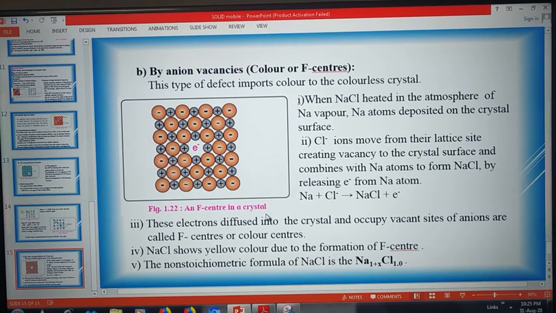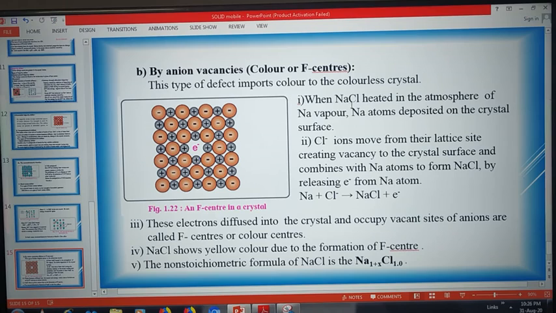So this type of defect imparts color to the colorless crystal. That means we know that many times there is a substance, and after some days we observe that it always shows colors. So due to the creation of such F centers, color is developed in that colorless crystal. So this is nothing but due to such a defect, that is, non-stoichiometric defects by anion vacancies. For example, we know sodium chloride.